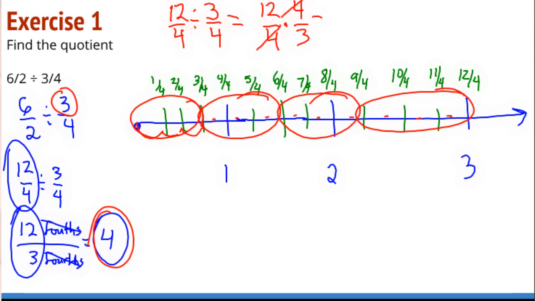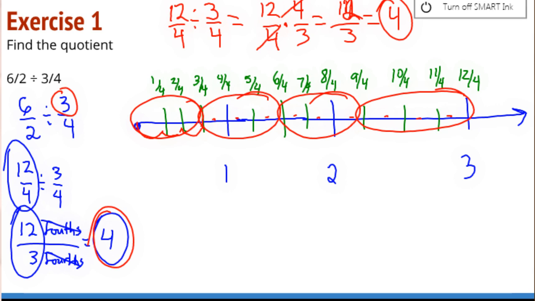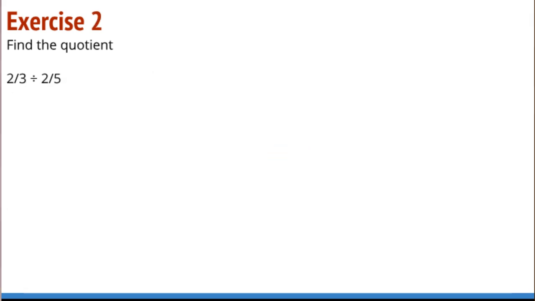And the fourths will cancel each other out, and I've got 12 divided by 3, 12 divided by 3, which gives me the 4. So I've now worked this problem 3 different ways. All right, let's take a look at exercise 2.